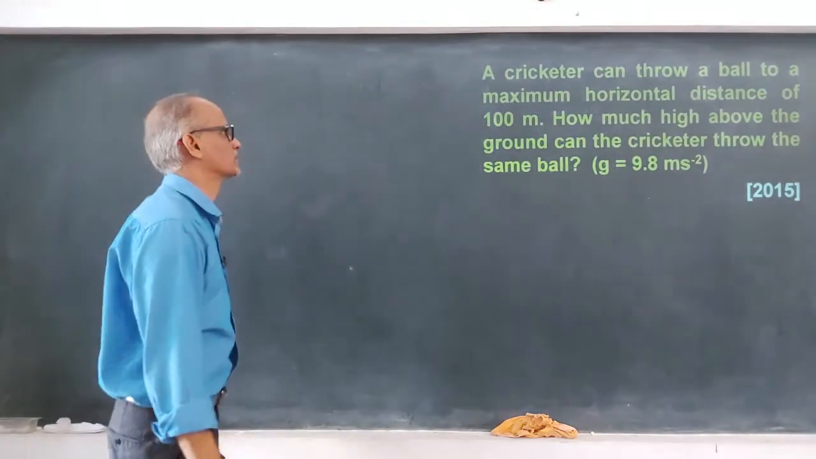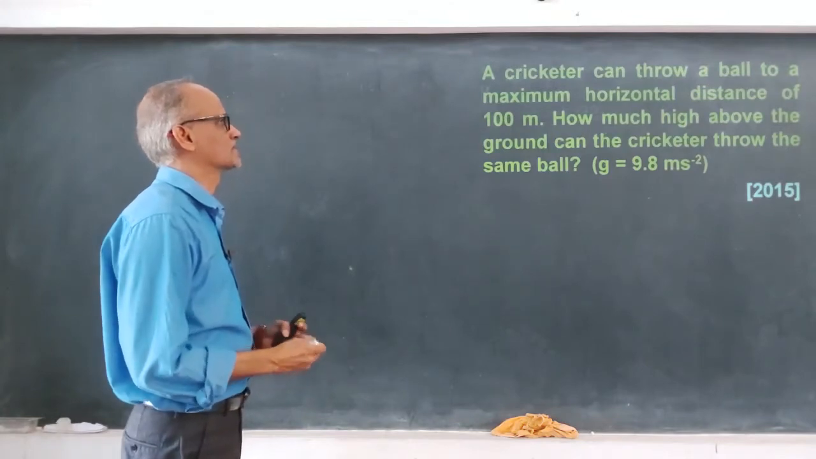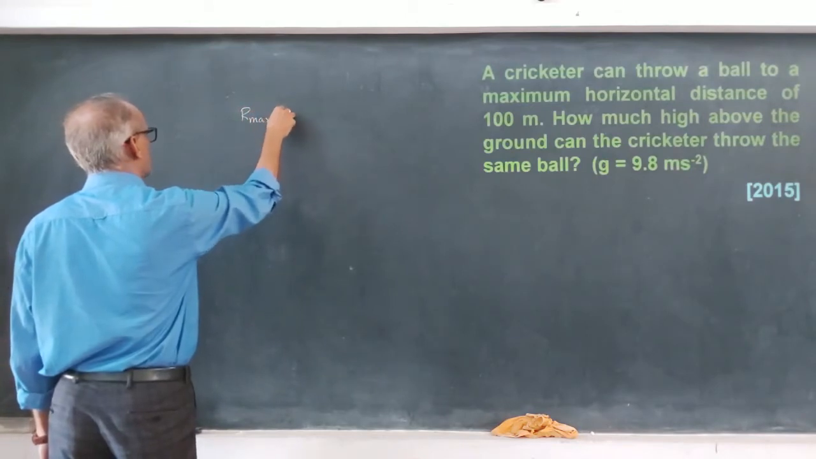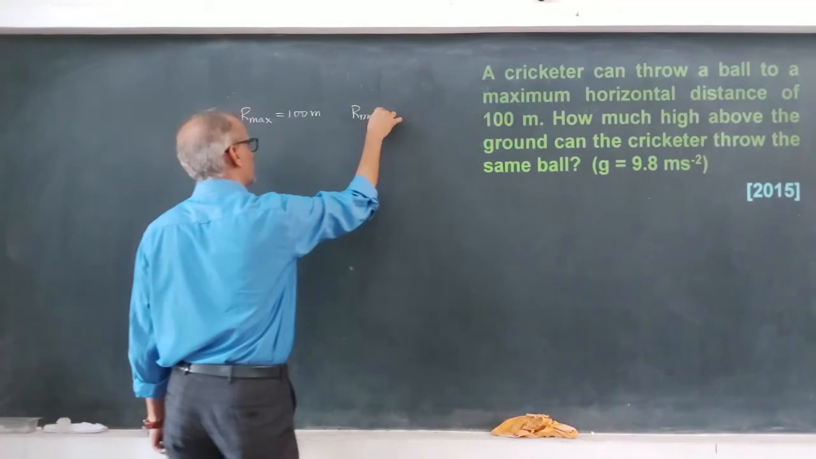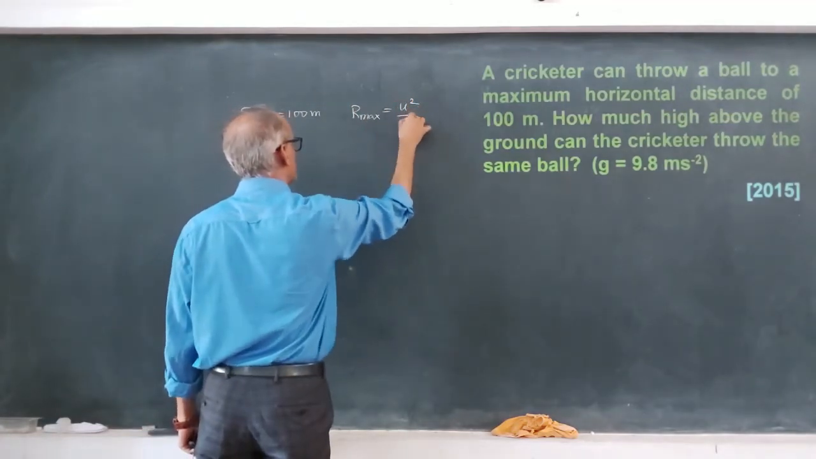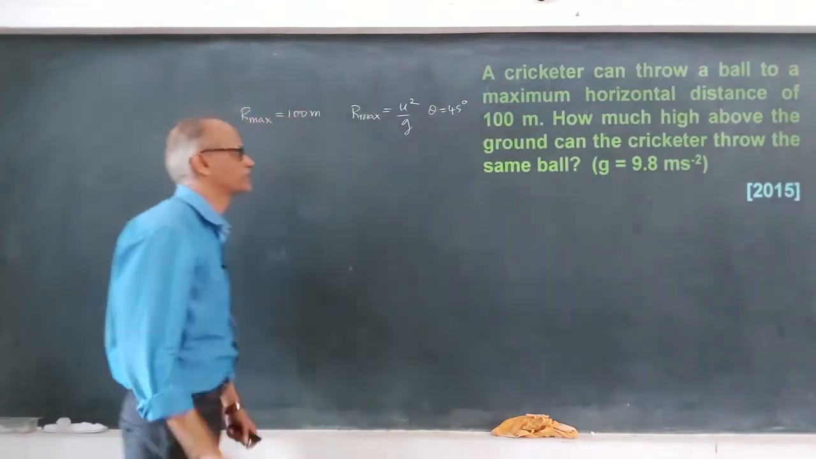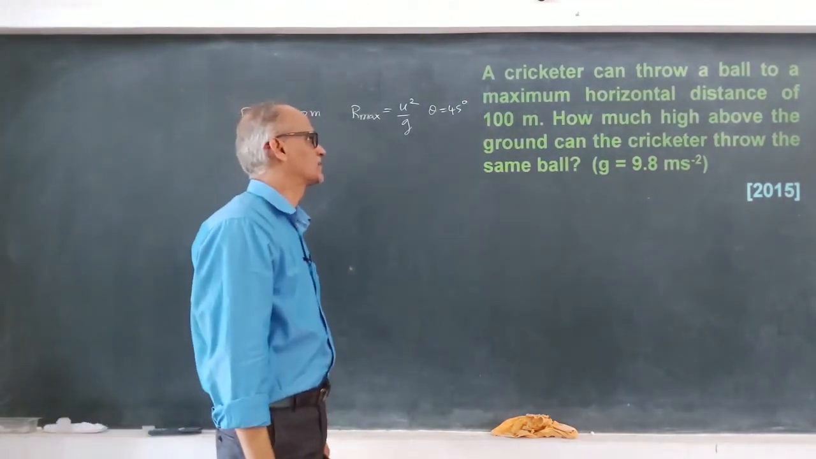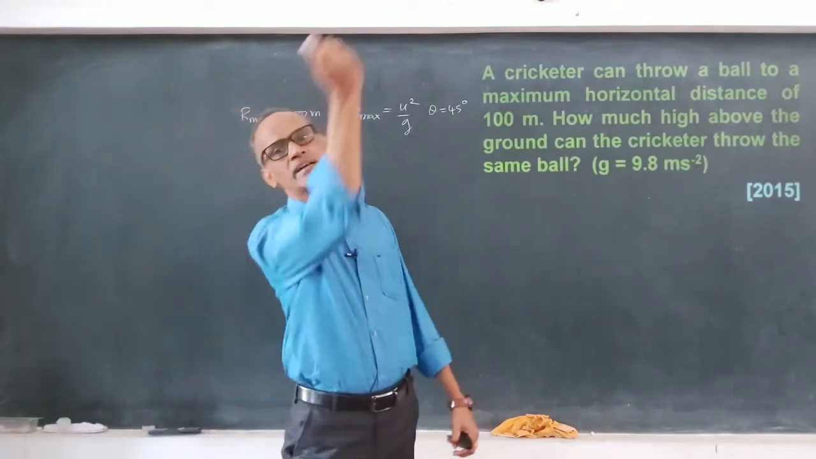Okay. Next question. A cricketer can throw a ball to a maximum horizontal distance of 100 meter. So, maximum horizontal means R max, which is given 100 meter, and R max is u square by g, when theta is 45 degree. How much high above the ground can the cricketer throw the same ball? How much high means, it's like vertical.